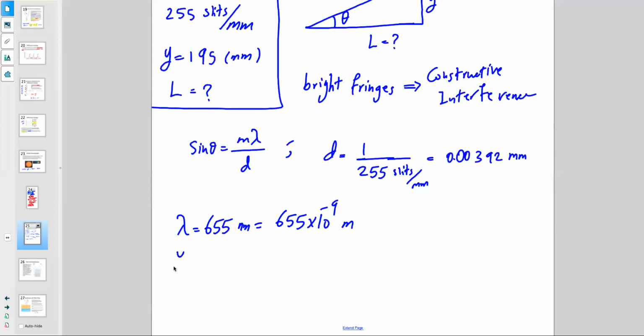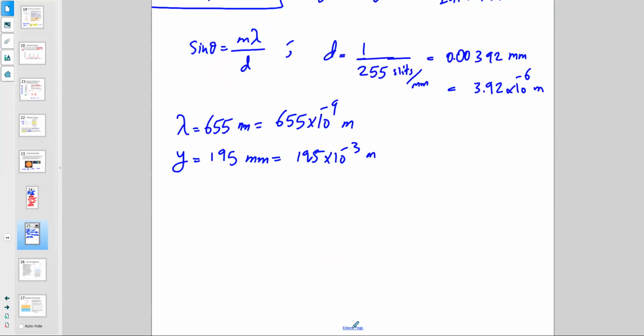And y was 195 millimeters, which is 195 times 10 to the negative 3 meters. So I'm turning everything to meters so I can use them. And d would be 3.92 times 10 to the negative 6 meters, so I turn that to meters as well. Now, let's get theta first. If I want to get theta, theta is sine negative 1 of m lambda over d.